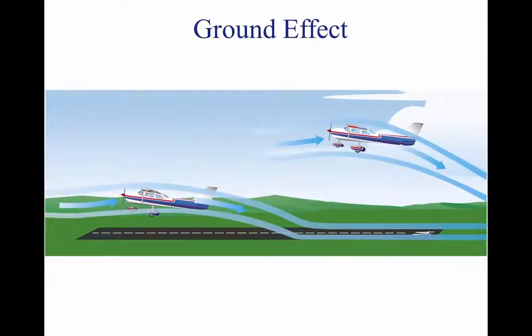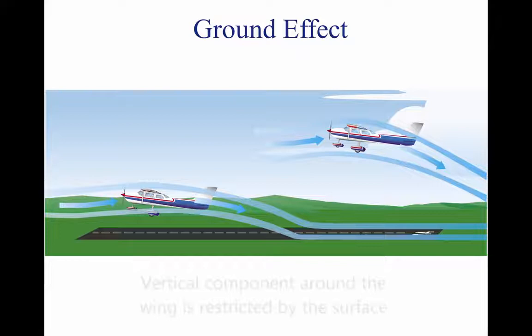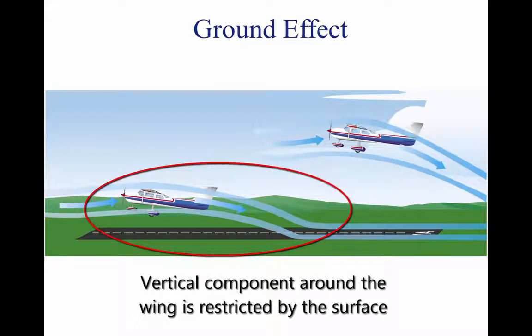Ground effect is a phenomenon that allows an aircraft to fly slower than normal a few feet from the ground. When an aircraft in flight comes within several feet of the surface, ground, or water, a change occurs in the 3-dimensional flow pattern around the aircraft because the vertical component of the airflow around the wing is restricted by the surface. This alters the aerodynamics of the wing mainly.